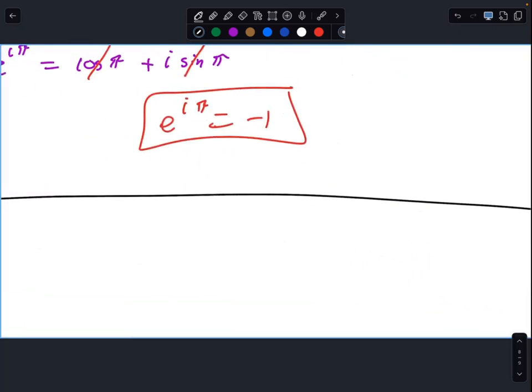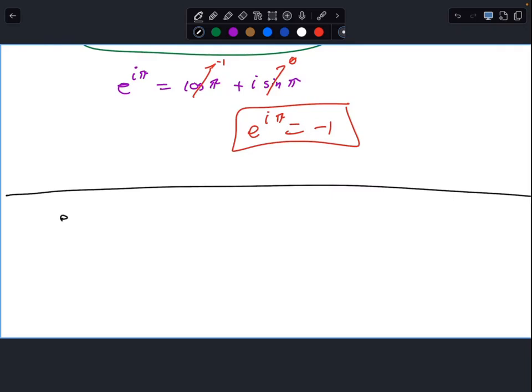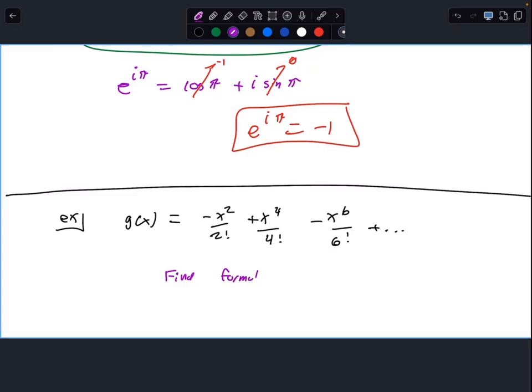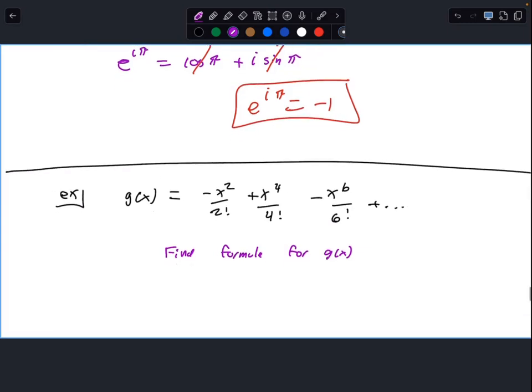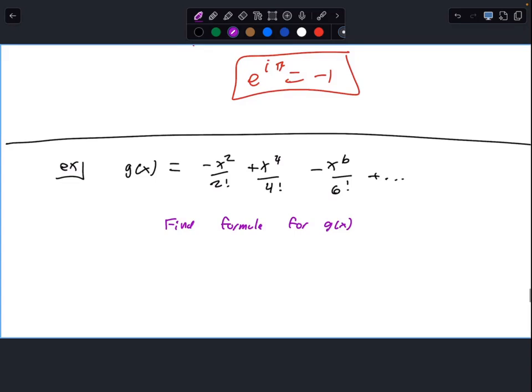All right, the last type of problem that you can get is something like, let's say I have g of x, which is negative x squared over 2 factorial plus x to the 4th over 4 factorial minus x to the 6th over 6 factorial plus dot, dot, dot. And I said, find a formula for g of x. Basically, I'm saying, which function would give us this Maclaurin series? What does it look like?